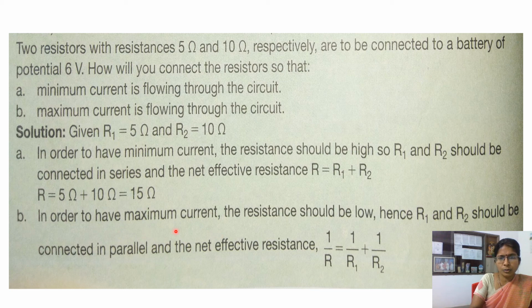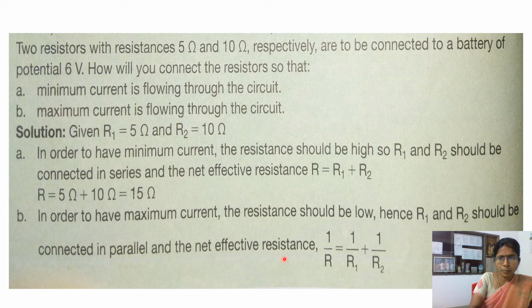So in order to have maximum current, the resistance should be low. The maximum current is possible when resistance is low, because resistance means obstruction to the flow of charge. So when the resistance is low, then maximum current can flow. So the resistors have to be connected in parallel combination.